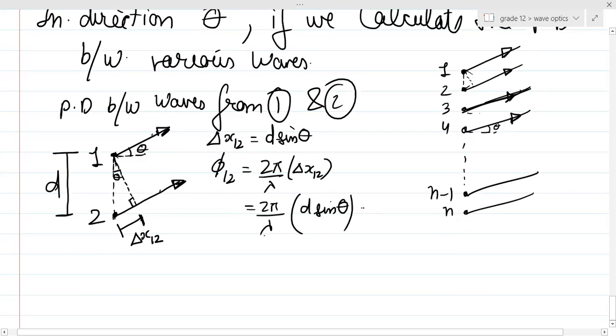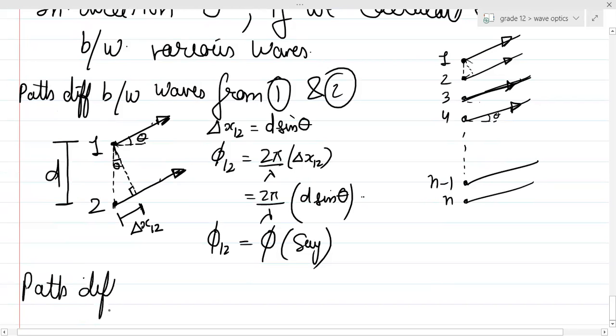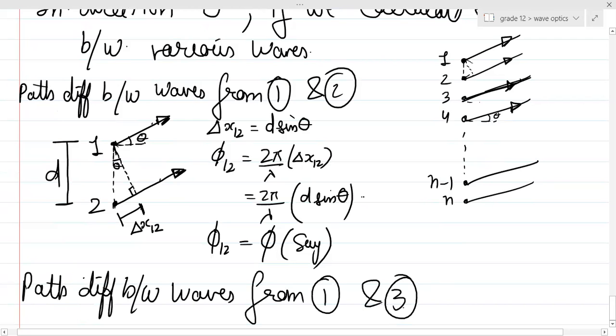Yes, sir. Let us assume this is equal to phi, and this phase difference between 1 and 2 is basically equal to phi. Now check for the path difference between waves from 1 and 3. Now basically I want the path difference between 1 and 3.